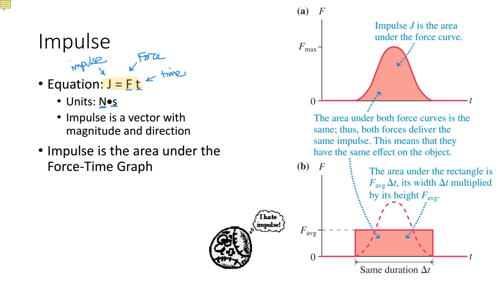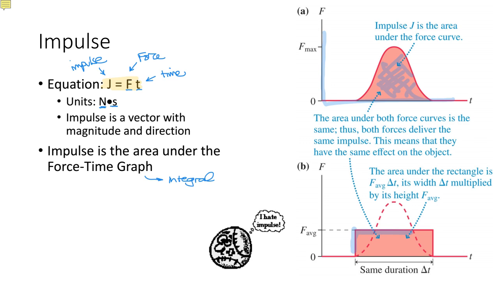Impulse is the area under a force-time graph, which those of you taking calculus might recognize as an integral. Those of you not taking calculus can know that if you have a graph with force and time, the area under the curve would be impulse. It's kind of hard to calculate this area without calculus, so you have to approximate this as either a triangle or a rectangle, and then take the area of that triangle or rectangle.